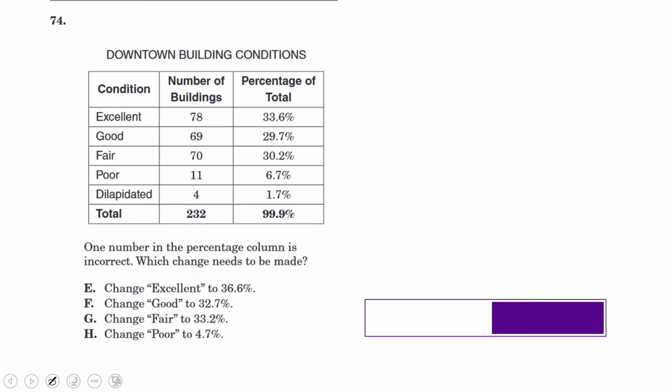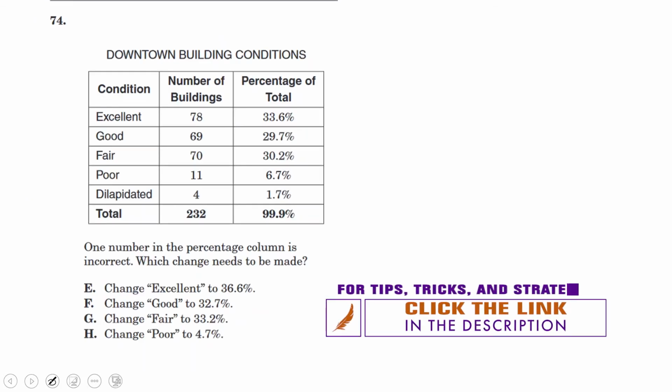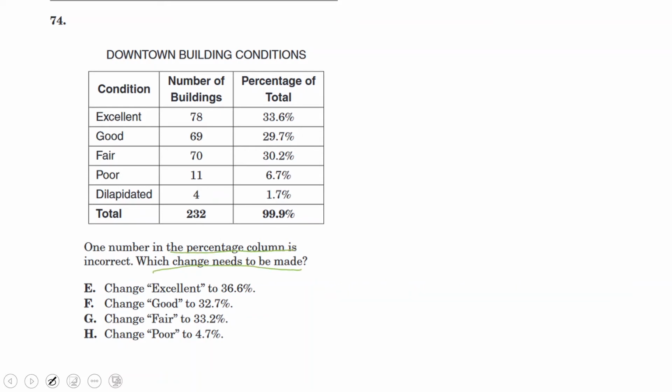C. Next, downturn, downturn, downturn. All right, so here one number in the percentage column is incorrect. Which change needs to be made? Let's look at this table. Let's try to add it up. I would look at the solutions immediately. So change excellent to 36.6. You see how it's 33.6, so that's up 3%. 32.7 is up 3%. 33.2 from here is also plus 3%. Or it's changed with this guy down 2%.